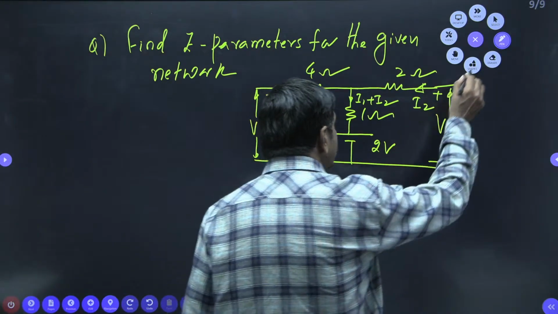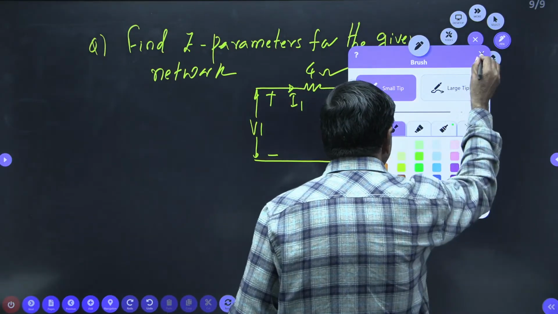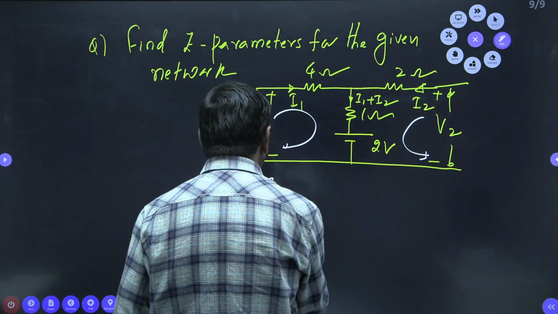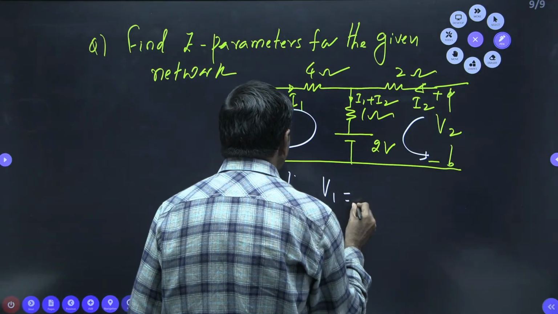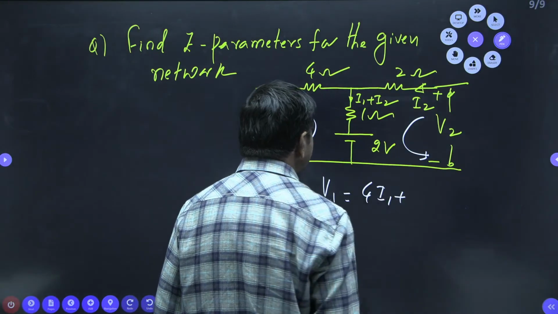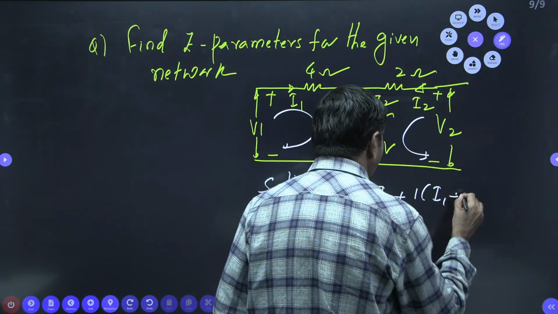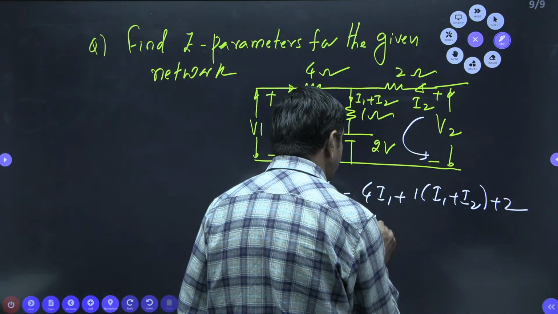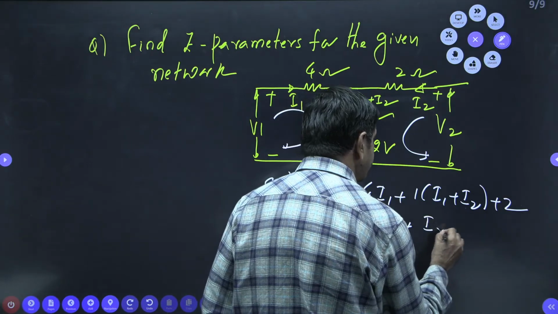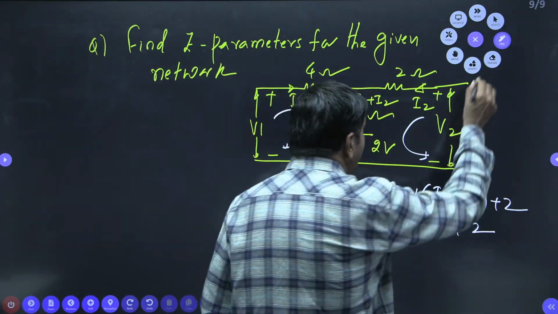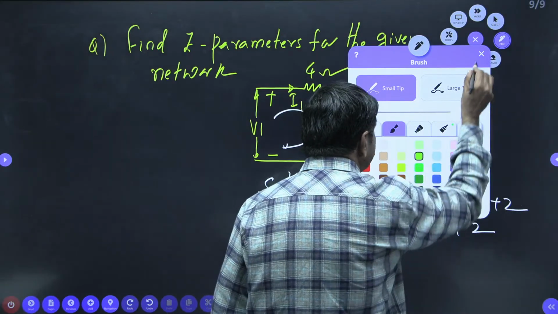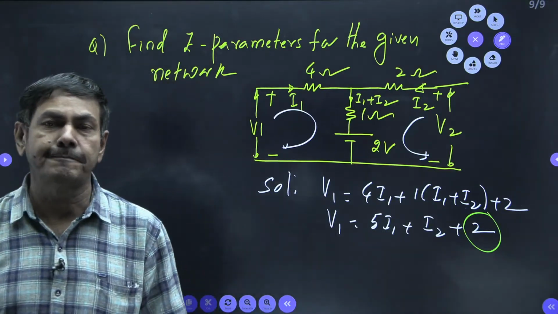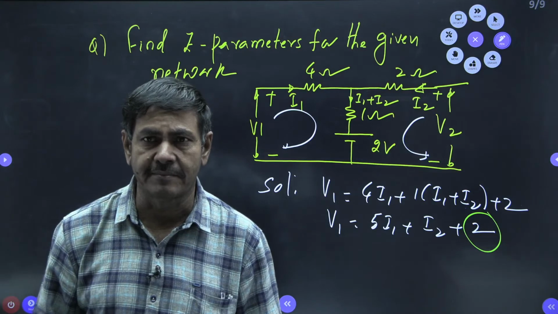So if you try, you watch what is going to happen. For your understanding, I will note it down here. If you apply KVL this side or this side, I get V1 equal to 4I1 plus 1 into I1 plus I2, plus 2. Finally V1 equals 4 plus 1, 5I1, plus I2, plus some constant. But here we are getting some constant, and whenever you get that constant, it is not equivalent to the Z parameters equation. It is not possible.